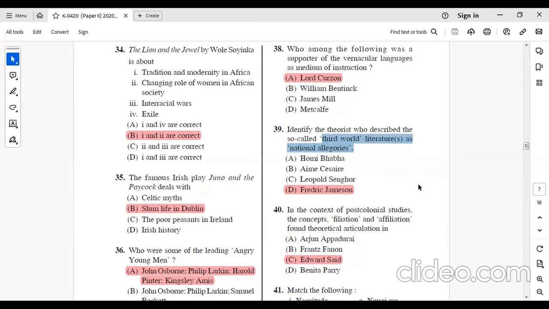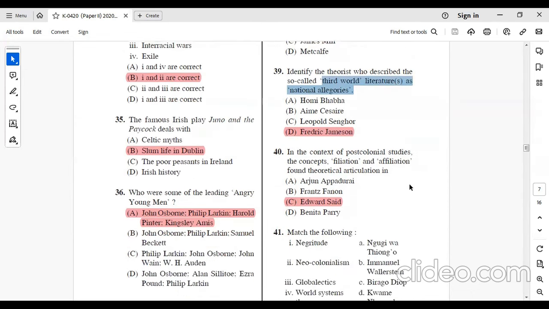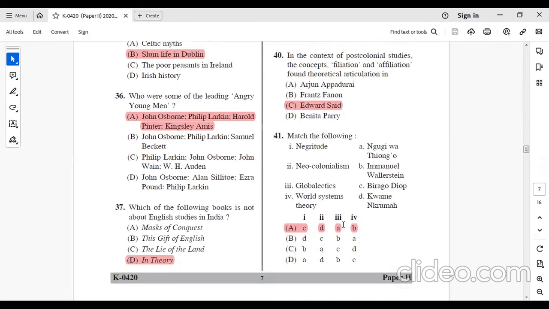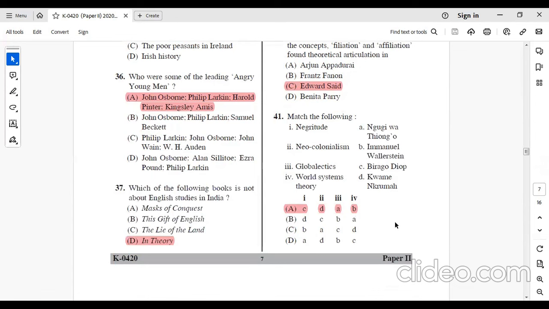Frederic Jameson has described third world literature as national allegories. Question number 40. In the context of post-colonial studies, the concepts of filiation and affiliation found theoretical articulation. Filiation and affiliation got more importance in different theories, and in whose theories? Edward Said.